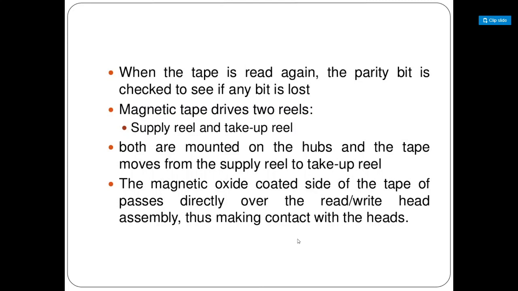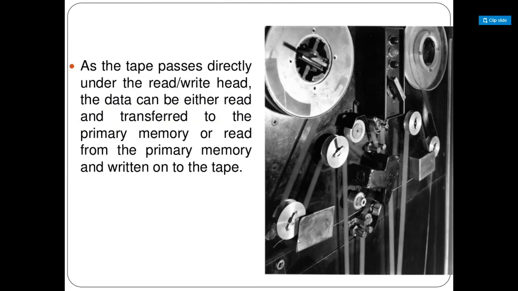So it has two reels, that is the supply reel and the take-up reel, which are mounted to a hub, and tape moves from the supply reel to the take-up reel. This tape is coated with magnetic oxide, and the side of the tape passes directly over the read or write head assembly, thus making contact with the head. So when the tape comes in contact with the head, it means that the information on the tape can be read. So this is how it physically looks.